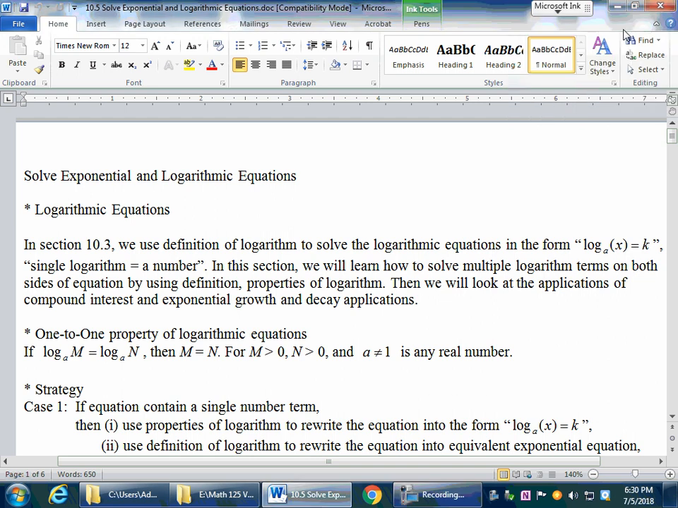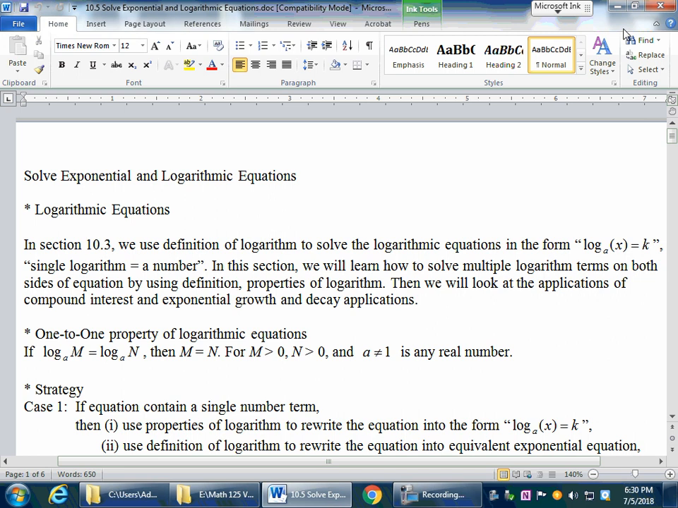10.5, solve exponential and logarithm equations. So in this session, we're going to solve the types of exponential equations and logarithm equations that we couldn't solve in 10.2 and 10.3, right? And also we're going to look at application problems using exponentials and logarithms.